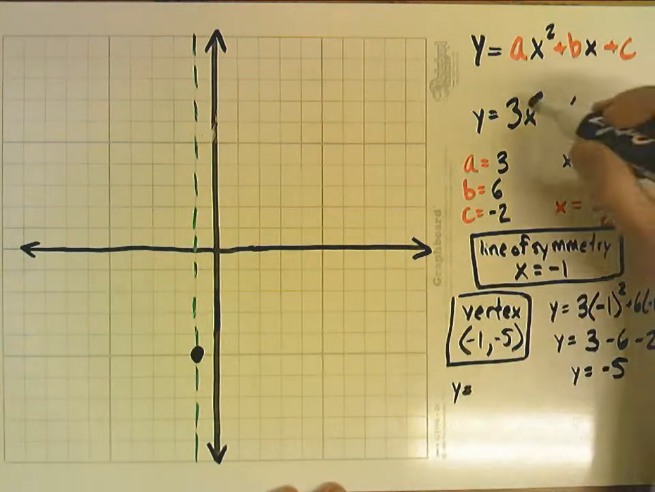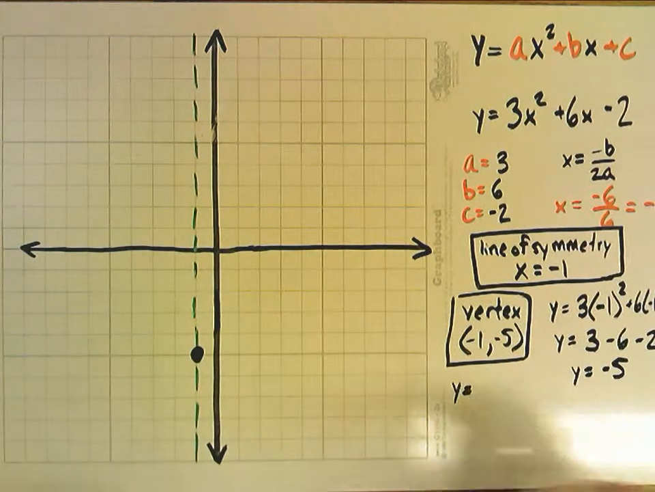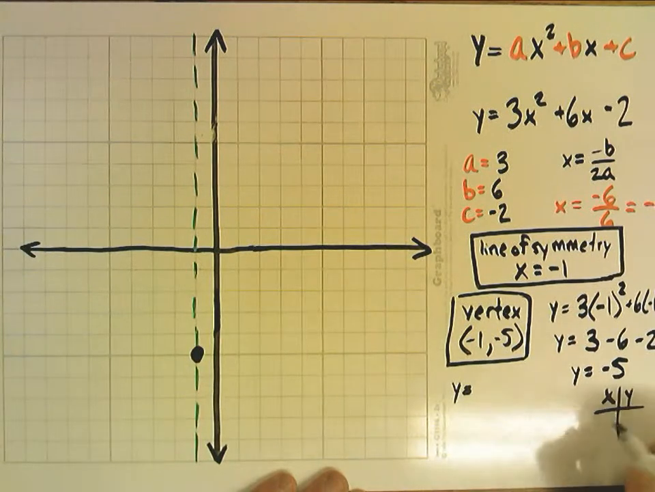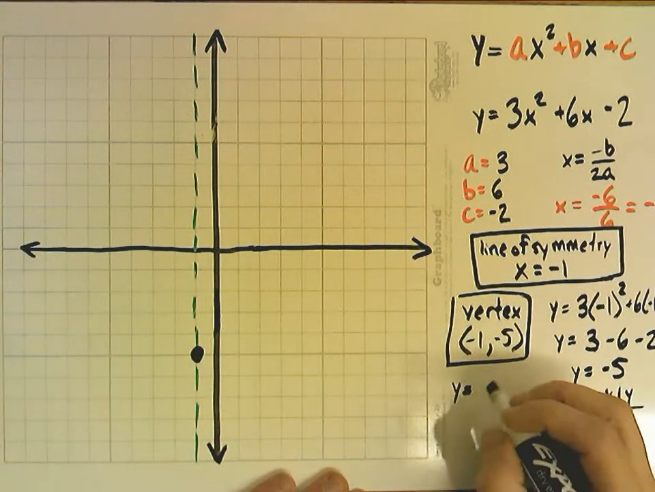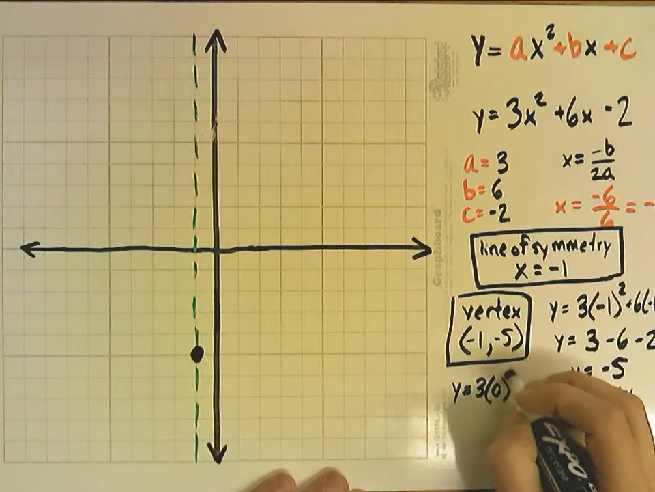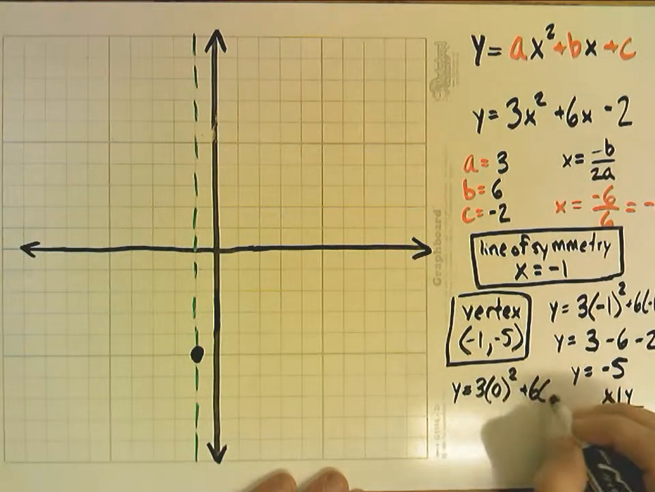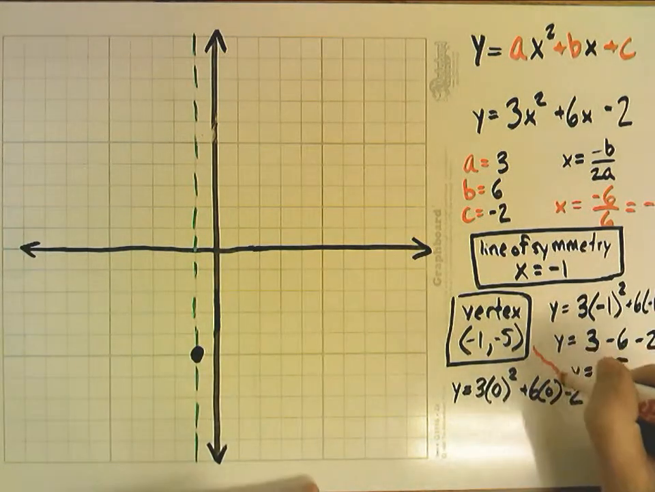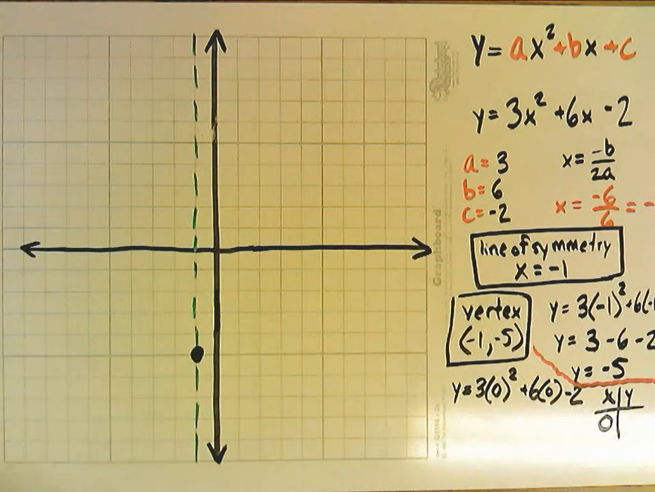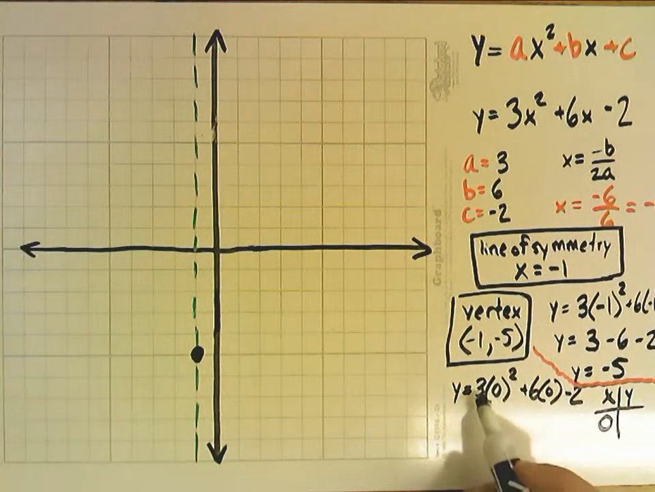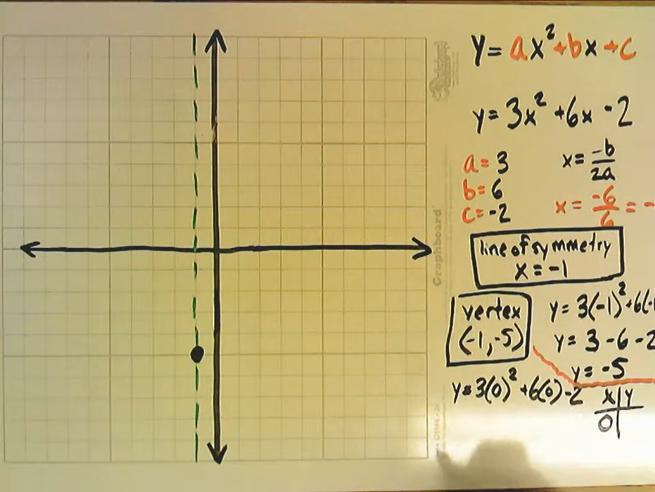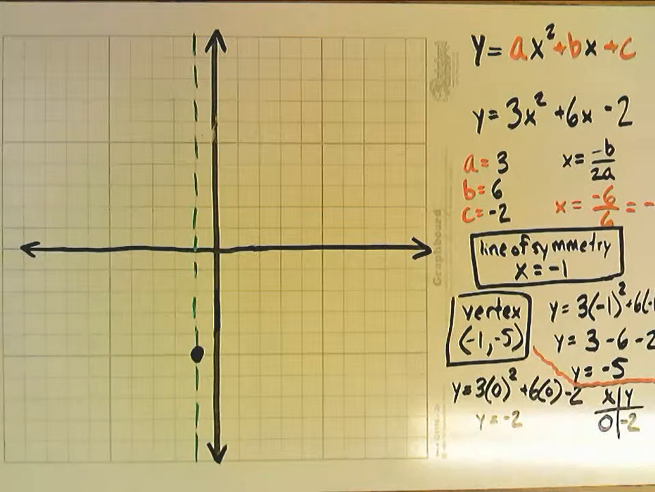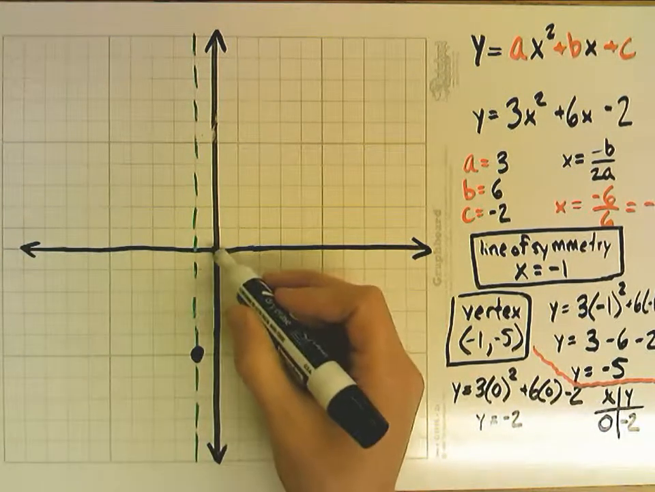I'm plugging right back into my original equation, but instead of x being -1, I'm going to be plugging in 0. I'm going to draw a line to divide my work up. So 0 squared obviously is 0, times 3 is still 0, plus 6 times 0 is 0. So all we have left is -2. So we'll say y equals -2. We can go ahead and graph this as well: 0, -2.